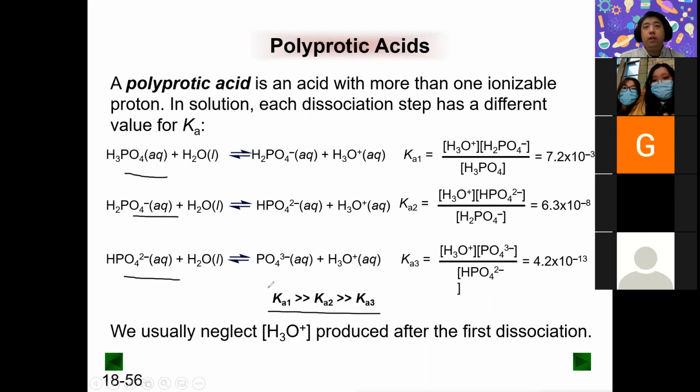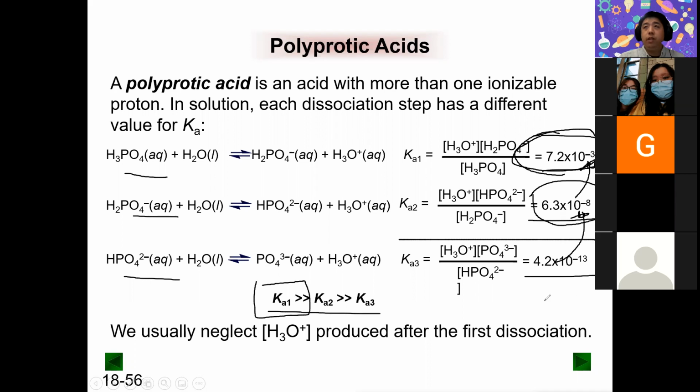Now, good news. The first Ka is going to be your largest Ka, and I'm talking about a very significant difference. If I look here, this is 10 to the negative 3, this is 10 to the negative 8, 10 to the negative 13. So this is literally 10,000 times bigger than the next one, and this is another 10,000 times bigger than this. So Ka1 is significantly larger than Ka3.